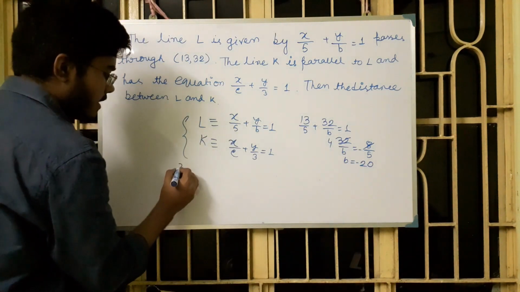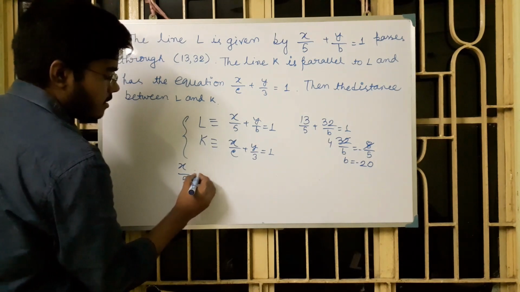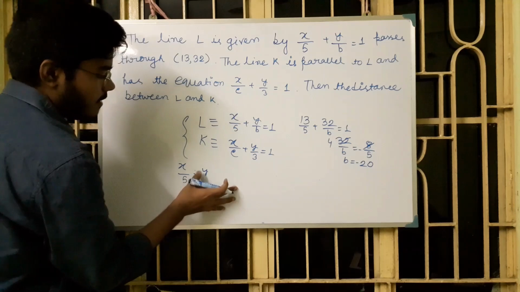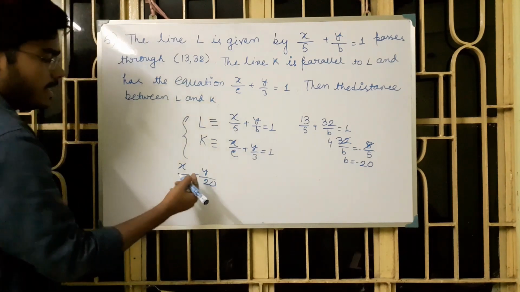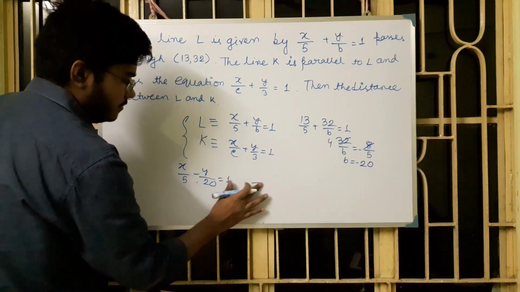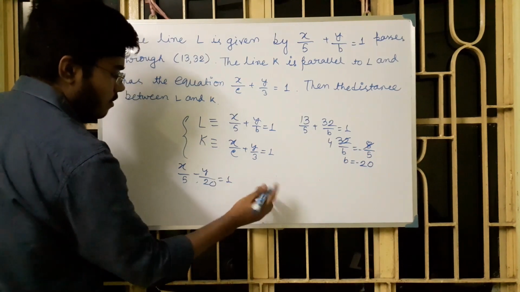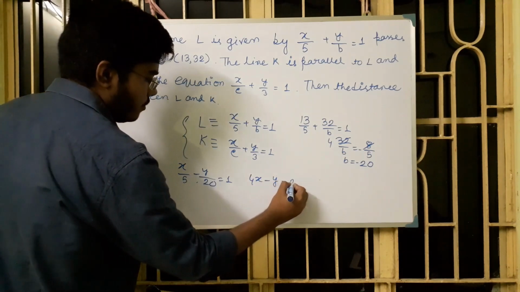So the equation of the straight line, x by 5 minus y by b equal to 1, with b equal to minus 20, that's why minus y by 20 equal to 1, and this gives us 4x minus y equal to 20.